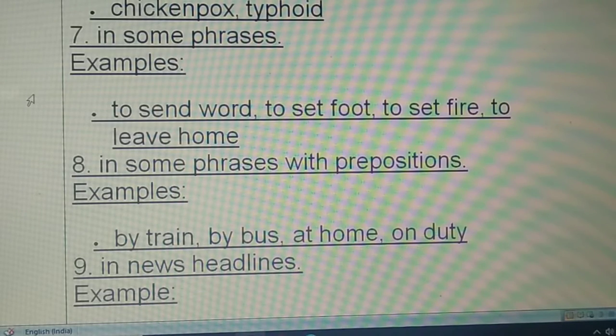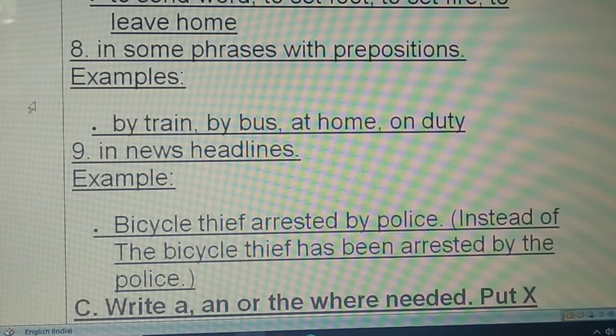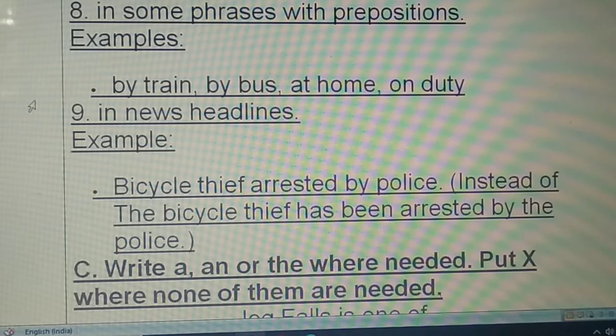Some phrases with prepositions. By train: I go by train, I go by bus. I don't say I go by the train, by the bus. No, at home. We don't say at the home. In news headlines: bicycle thief arrested by police, instead of the bicycle thief has been arrested by the police.